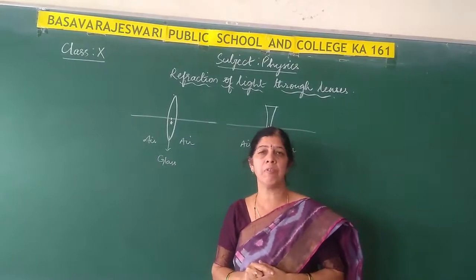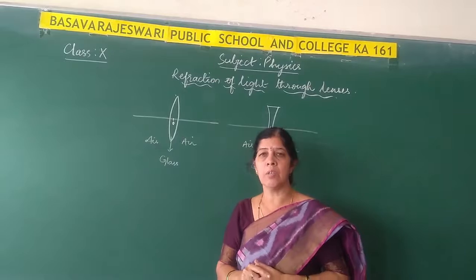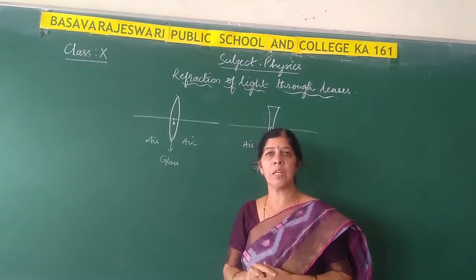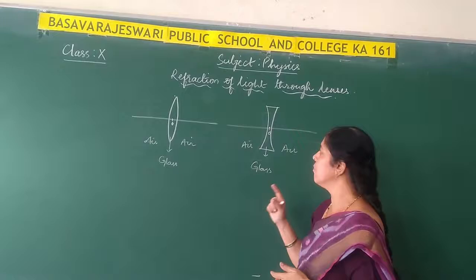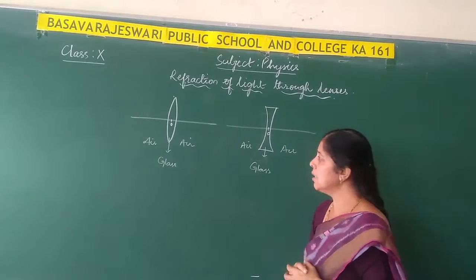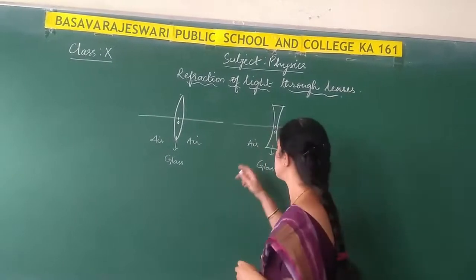We have discussed some of the general terms related to lenses, is it not? So today we shall just see how the light will undergo refraction through a lens. Here I have a biconvex and a biconcave lens, and these two lenses are equiconvex and equiconcave lens.